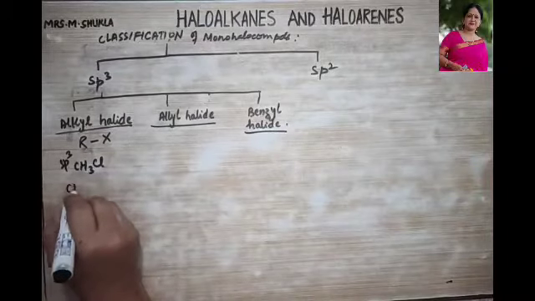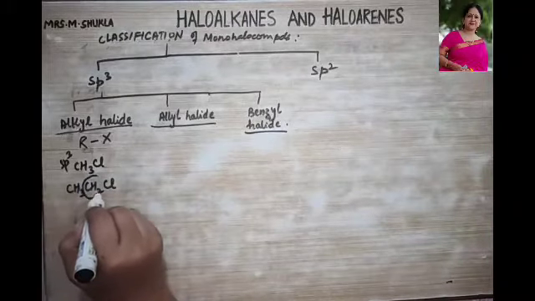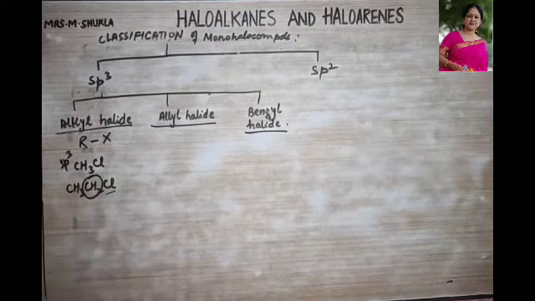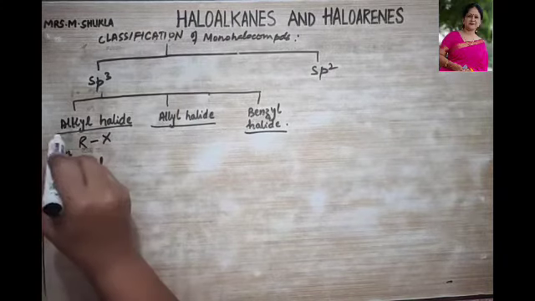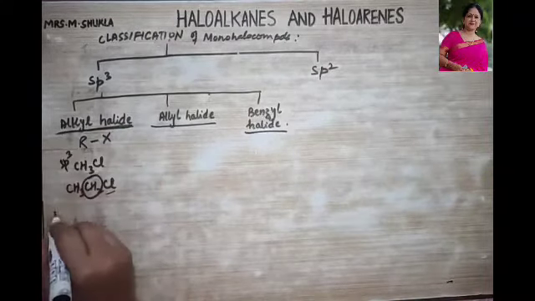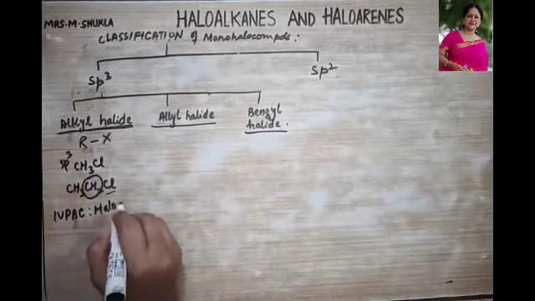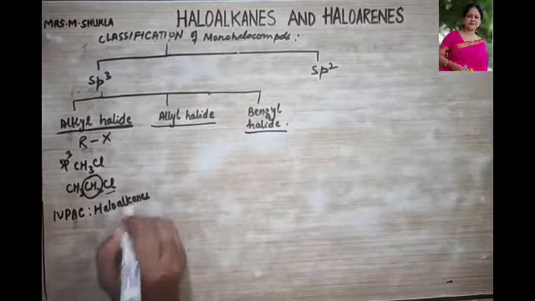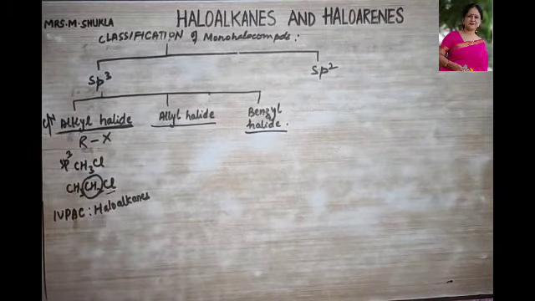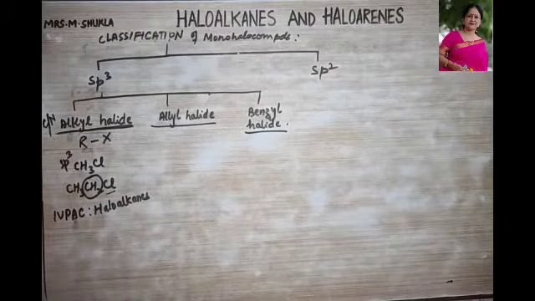Another example is CH3CH2Cl. Over here, this carbon shows the Sp3 hybridization to which this halogen is attached, right? So the common name is alkyl halide, and the IUPAC name is haloalkanes. This is what we have to study. This is the common name, alkyl halide, of the haloalkanes, which we use as an IUPAC name.